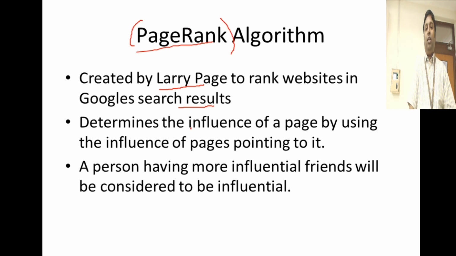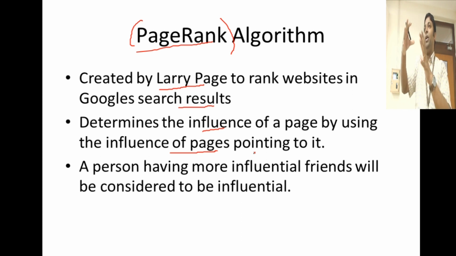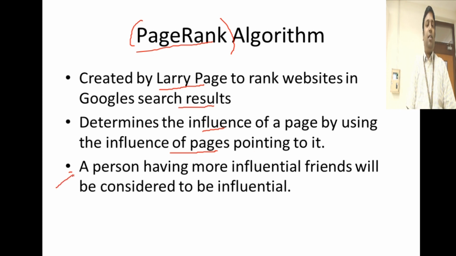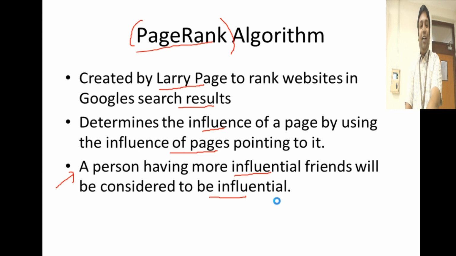So why this algorithm? It determines the influence of a page by using the influences of pages pointing to it. How influential is one particular web page? It calculates that, and based on that, it arranges the web pages. And it's similar to this: a person having more influential friends will be considered to be influential. So we'll take an example here.